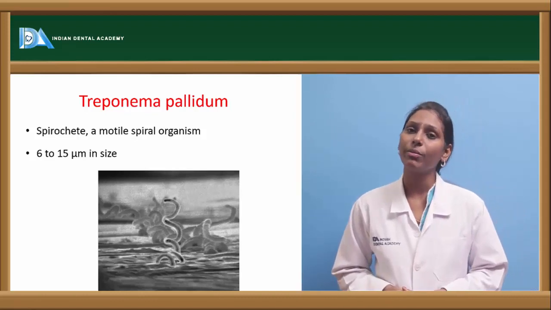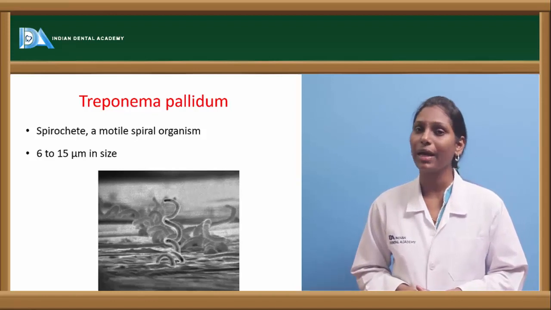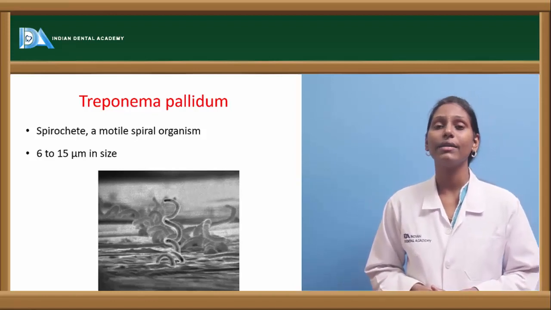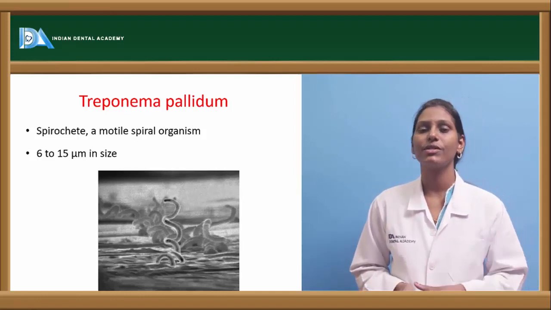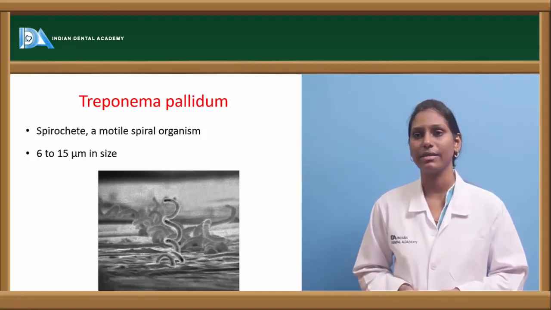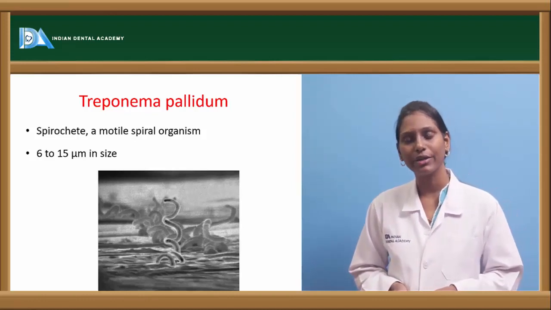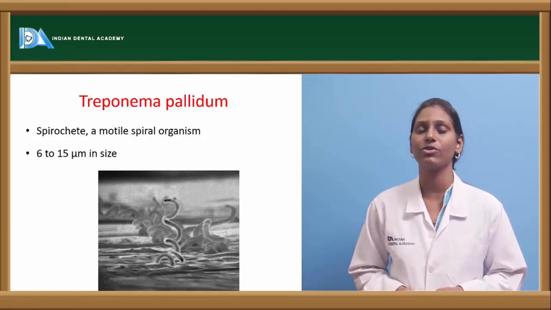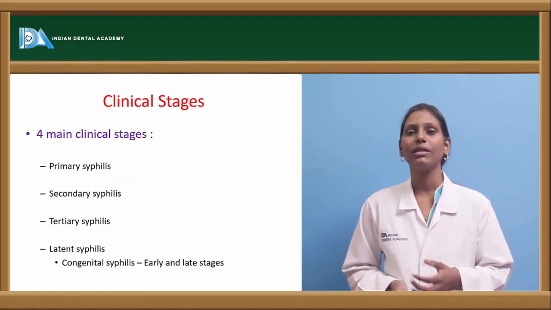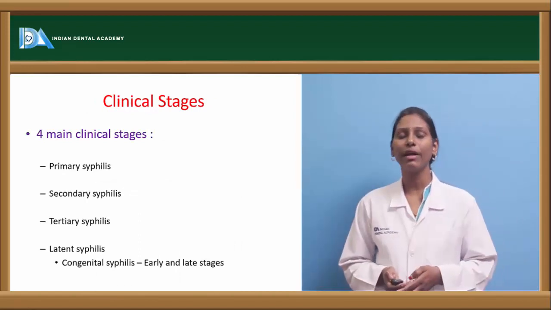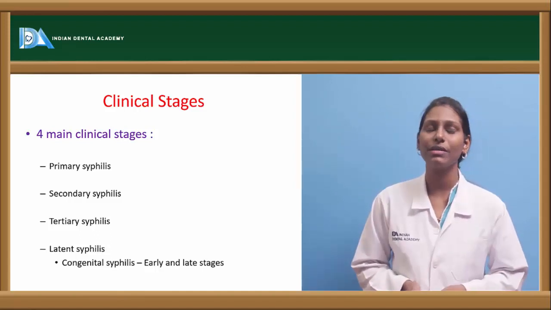When we are talking about Treponema pallidum, the causative organism, as I said, it is an anaerobic, highly motile, filamentous, spirochetal organism. It is a motile spiral organism, and usually it measures about 6 to 15 micrometers in size. Normally, Treponema pallidum is very difficult to see on a normal microscope, hence it requires a specialized microscopy called dark field microscopy. And when we are talking about the clinical stages, we have 4 different clinical stages. First is early syphilis, or primary syphilis.